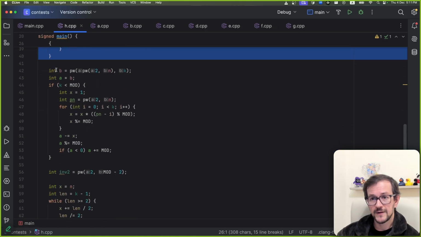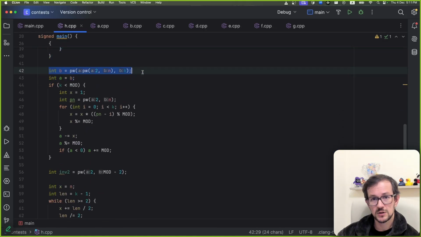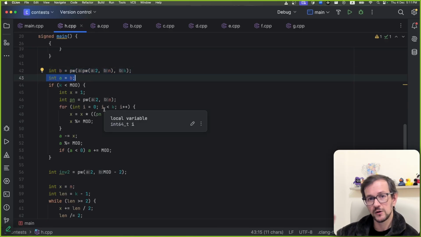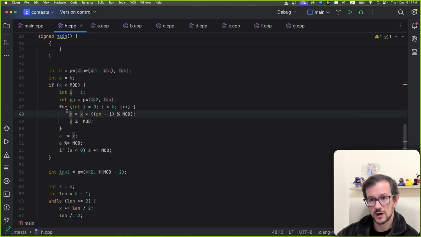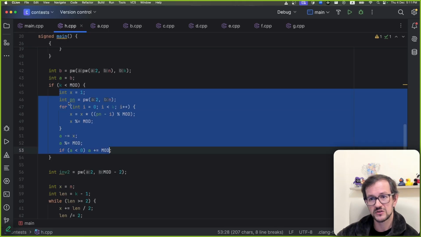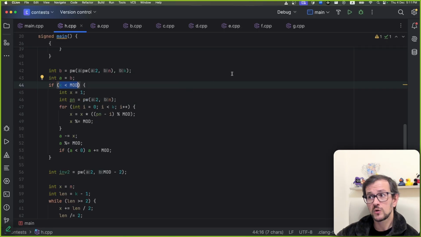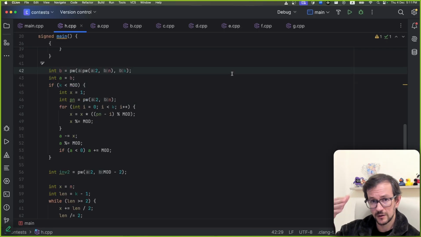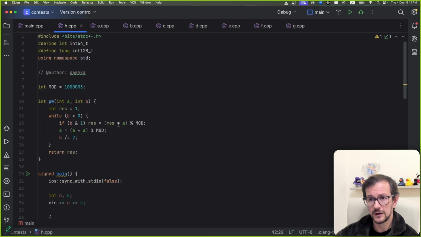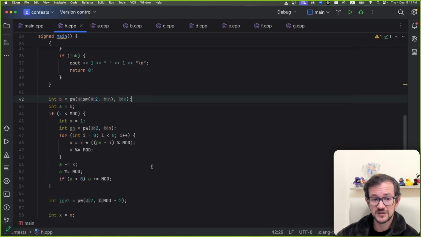Now I calculate the values of b and a, just using the formulas I told you. So b is 2 power n power k. A is the same as b minus this coefficient. So I calculate this coefficient. If k is greater than mod, then this coefficient is 0, so it will not affect the number. Again, you need to calculate the number modulo a million and 3. If your number is greater than a million and 3, it will be 0 modulo a million and 3.